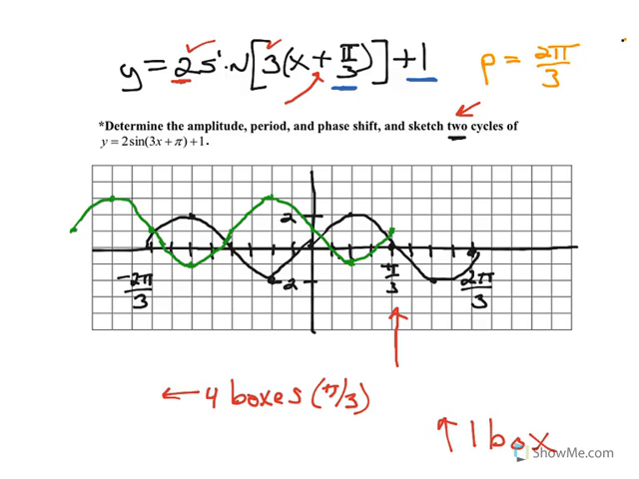And just to save a little bit of time on the video, I just went ahead and shifted all of my black points 4 boxes to the left and 1 box up. So the final points are the green points, and that should be 2 cycles of your sine wave with those 4 different transformations. We had an amplitude change, a period change, we had a phase shift, and we had a vertical shift.